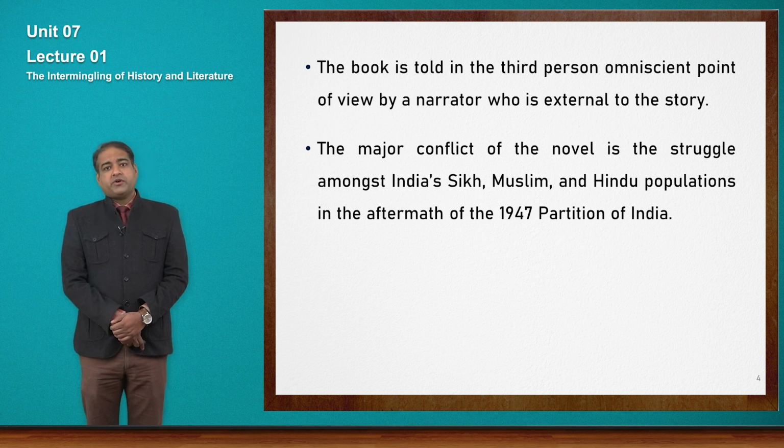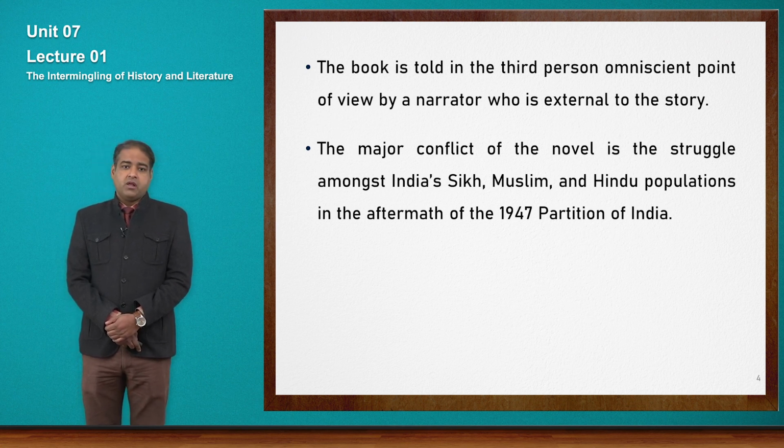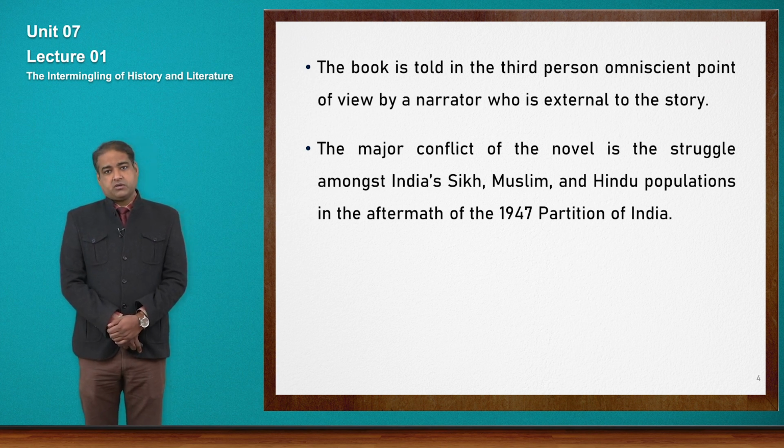The major conflict of the novel is the struggle amongst India's Sikh, Muslim and Hindu populations in the aftermath of the 1947 partition of India. You know that? We are talking about the communal riots, the communal conflict, the genocide, the mass killings which happened from one community to another community.